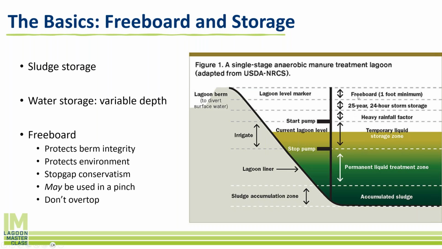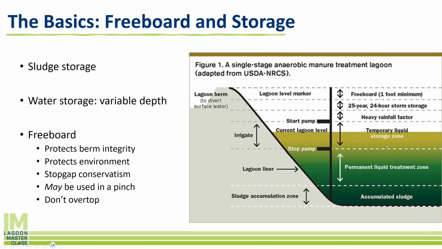And then the top is just conservatism. We want to make sure we're never wrong. So oftentimes we'll throw another foot on top of that. Why is that important? It's pretty obvious. We don't want the water to go over the berm, because the most important part of that is if water goes over the berm, it can erode the berm side and actually destabilize the berm itself, and the lagoon can be breached essentially.